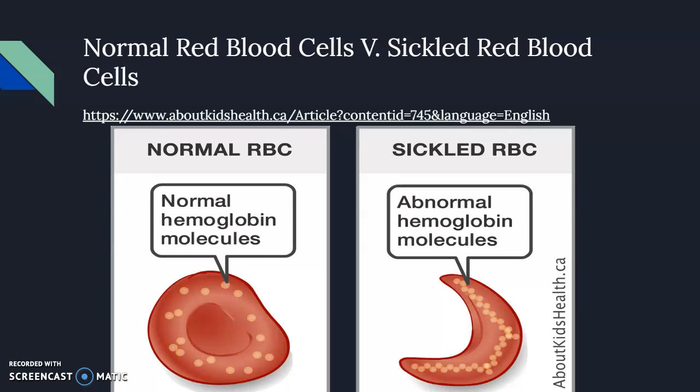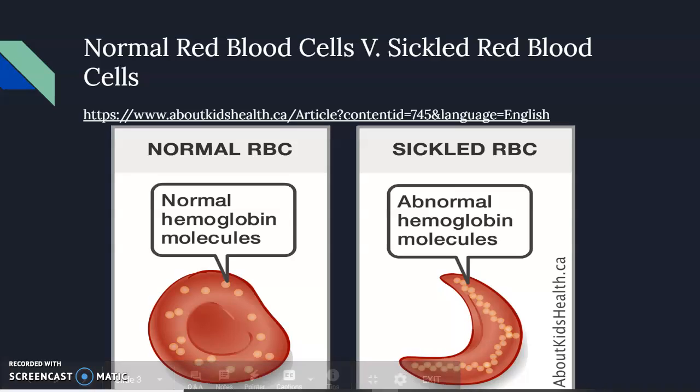And this is just a comparison of a red blood cell, a normal one compared to a sickled one. And as you can see, the normal one is rounded, while the sickled one is very sharp, which makes it hard for it to be able to flow within the blood vessels, which gets it caught, and that's what causes the clotting.